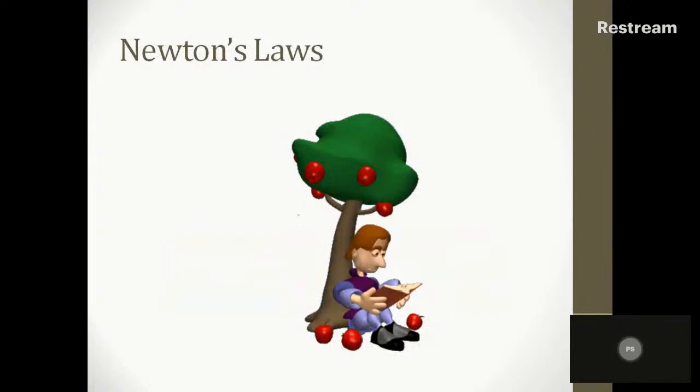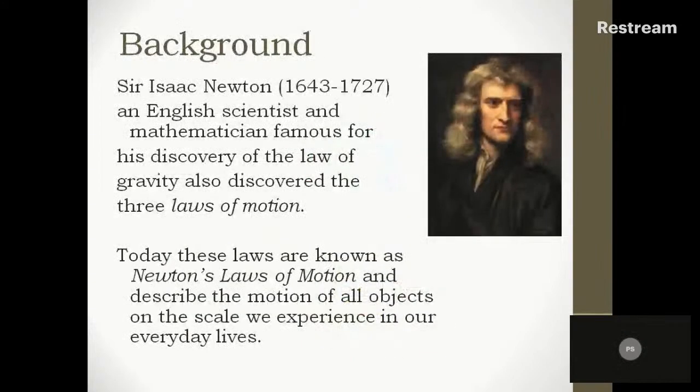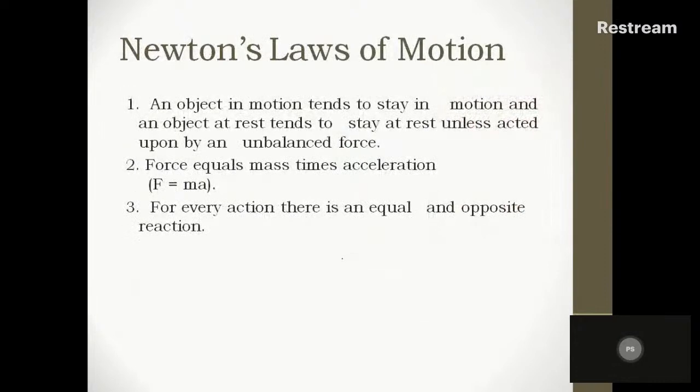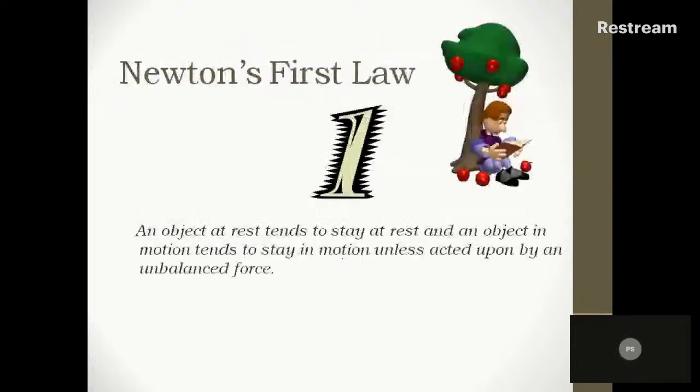Newton's laws. So this is Newton and we have his laws. Newton's background and Newton's laws of motion. What does the first thing say? An object in motion tends to stay in motion, and an object at rest tends to stay at rest unless acted upon by an unbalanced force. Second, force is equal to mass times acceleration. Third, for every action, there's an equal and opposite reaction.